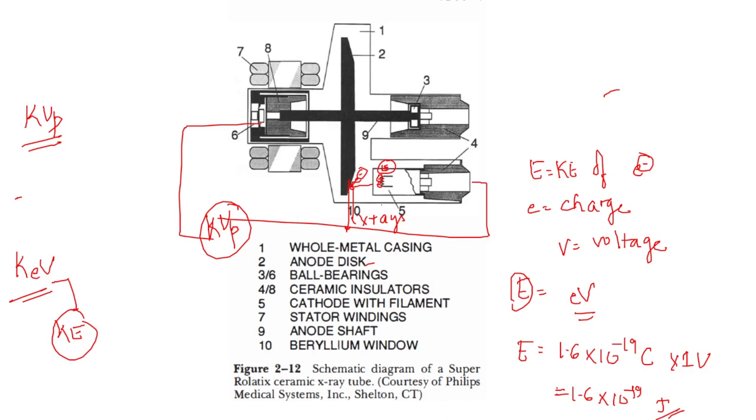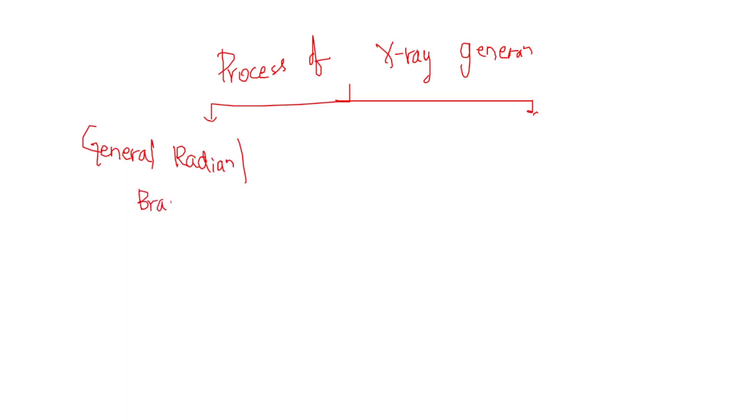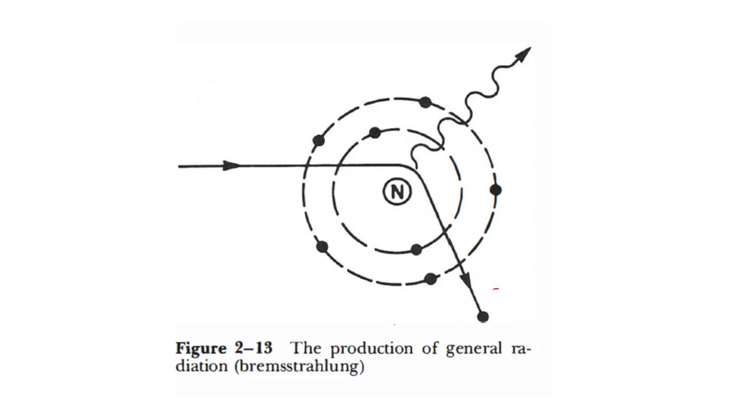Then what actually happens? There are two different types of generation of X-rays. Number one, general radiation, which is also called Bremsstrahlung radiation. Second, we have photoelectric effect. Okay, so first we will learn about the production of general radiation or Bremsstrahlung radiation.